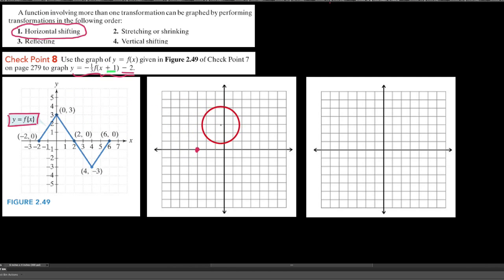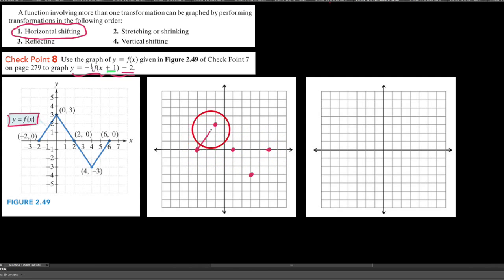We'll shift left 1 from (0, 3), which puts us at (-1, 3). We'll shift left 1 from (2, 0), which puts us at (1, 0). Left 1 from (4, -3) puts us at (3, -3). And then left 1 from (6, 0) would be at (5, 0). So 1, 2, 3, 4, 5. And it'll now be located here.